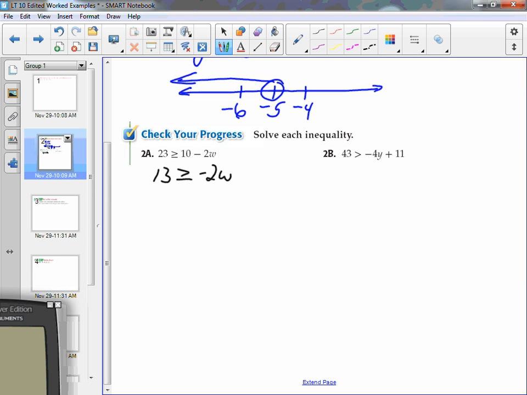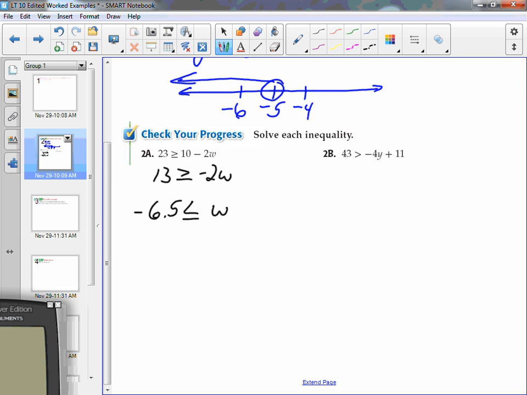Negative 2w. Okay? Now, I need to divide both sides by negative 2. When I divide by a negative number, that greater than or equal becomes a less than or equal, and then 13 divided by negative 2 will be negative, and I could call it 13 halves, but it's 6.5, isn't it? You want to just go ahead and call that 6.5? And then w. So I divided both sides by negative 2, and I flipped the inequality sign.